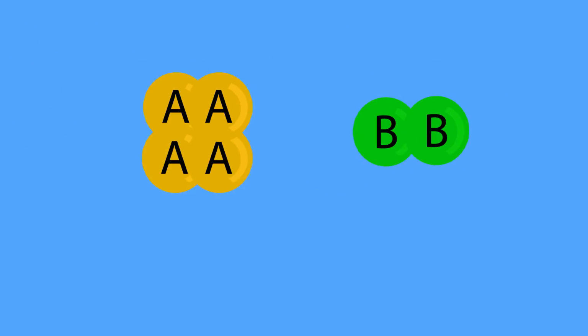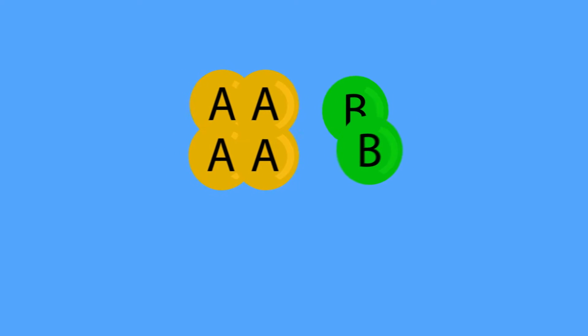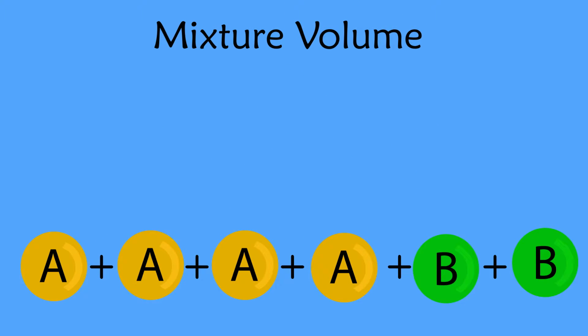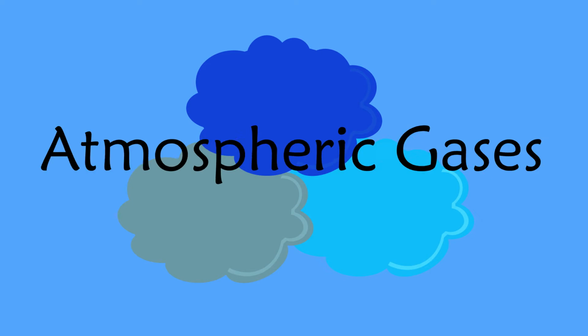In the second type of mixture, the voids are not big enough for substance A to accommodate substance B. In this case, the mixture volume is the sum of the volume of the individual components. An example of this is the mixture of atmospheric gases.